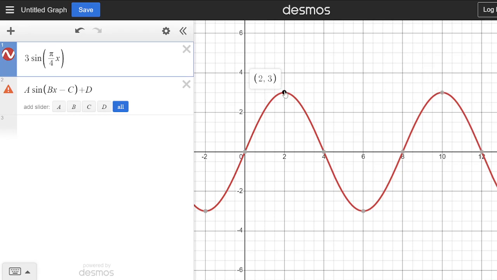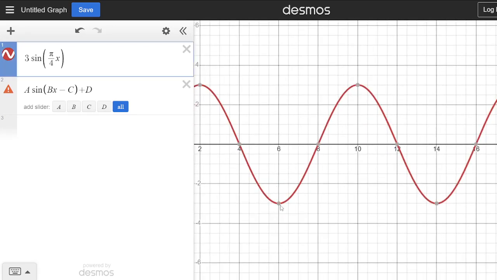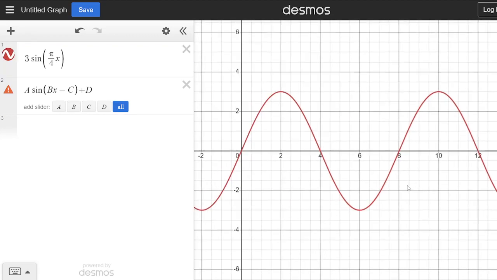So this is at 2, 3, and at 10, 3, I should say. At 2, 3, and 10, 3, we have the same point here at the peak. Here at 6, negative 3, we have a point at the base, and so we'll have that same minimum point over here 8 units after 6 at 14. So that's what it means for the period to be 8. It means it takes 8 units for the whole thing to repeat again.